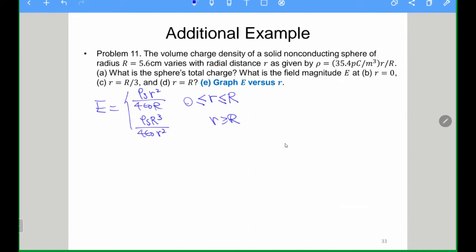When we try to graph it out, we can have a simple observation first. Except for small r, all the other terms are constant. So when r is smaller than capital R, E is proportional to r squared, and when r is larger than capital R, it is inversely proportional to r squared.